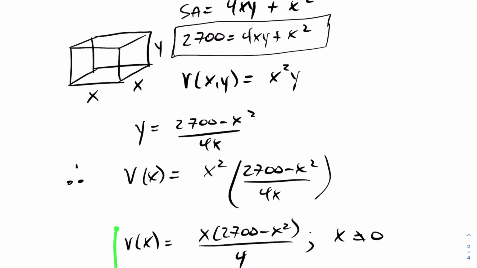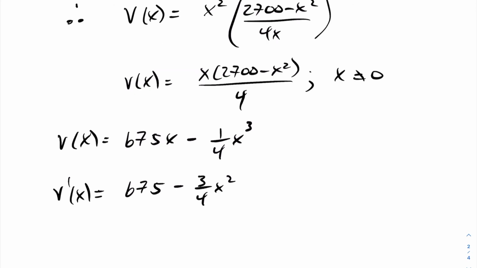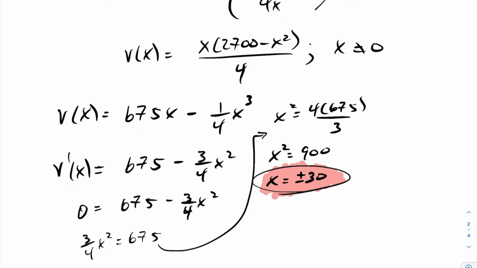So now to maximize this, we want to go ahead and take the derivative of this function. So I'm going to go ahead and distribute the x first, simplify this up a bit, and then I'll take the derivative. Now that I've taken my derivative, we're going to set this equal to 0 and solve for our critical points. Setting this equal to 0 and solving for x, here you can see we end up getting x squared equals 900. Taking our square root, we get x is plus or minus 30. Obviously, length can't be negative, so the only possible value here is x is 30.